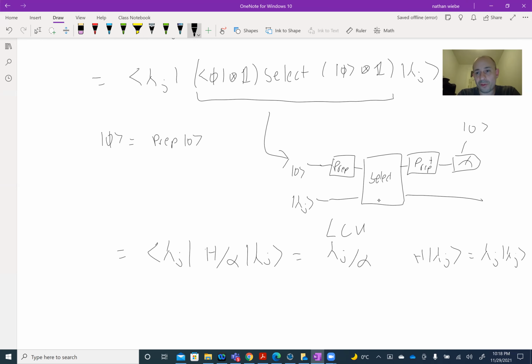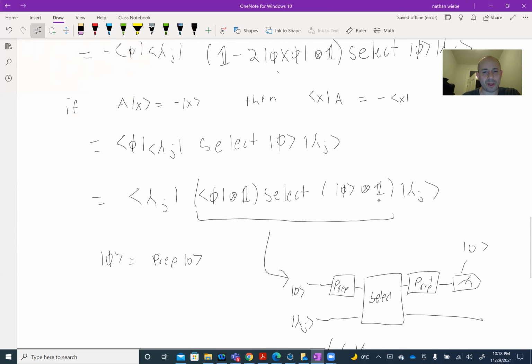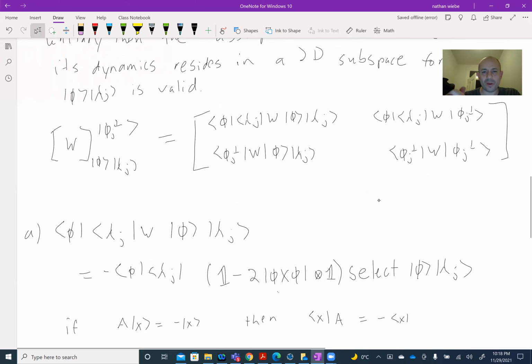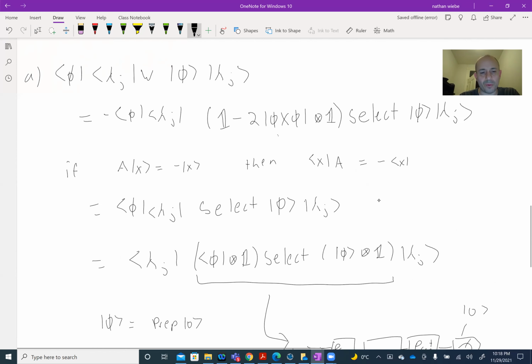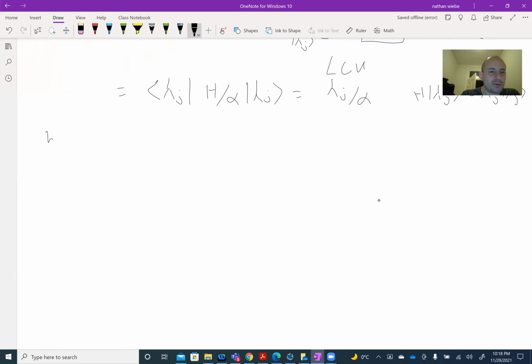Cool. All right. So that is the first matrix element for this. This matrix element is equal to lambda j. Now we can actually take it one step further. So for matrix element B, what we need to be able to do is, of course, compute the inner product between phi lambda j, W, and phi j perp.